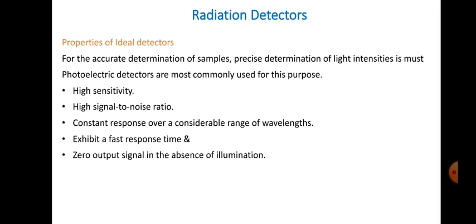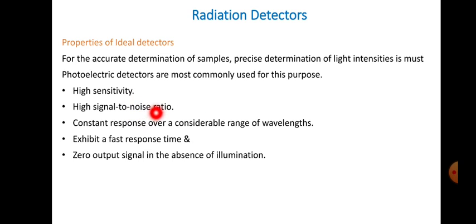So what are the properties of ideal detectors? For accurate determination of our sample, precise determination of light intensities is a must. Photoelectric detectors are most commonly used for this kind of purpose. The detector should have high sensitivity, and it should give a high signal to noise ratio.